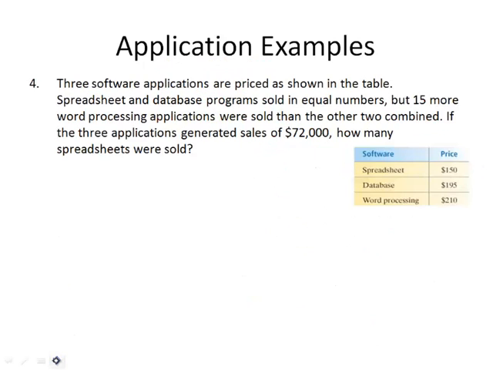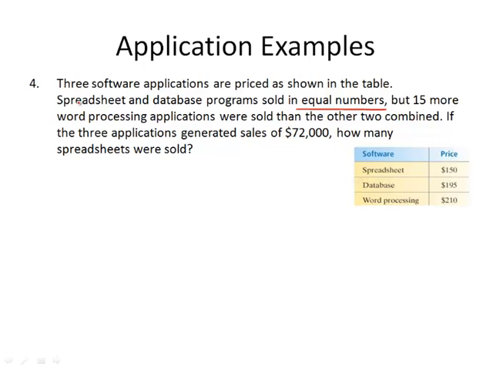Alright, let's continue on. Number 4, we've got 3 software applications that are priced like this. So the spreadsheet's 150, database 195, word processing 210. They're sold in equal numbers, so you have to sell the same amount of each one, but 15 more word processing applications were sold than the other 2 combined. The 3 applications generated sales of $72,000. How many spreadsheets were sold?